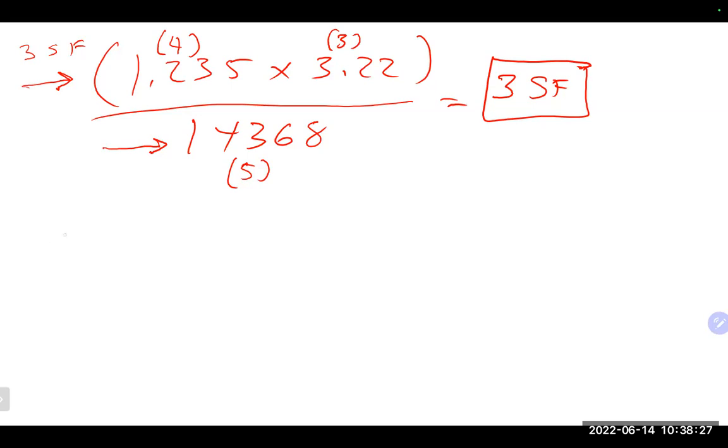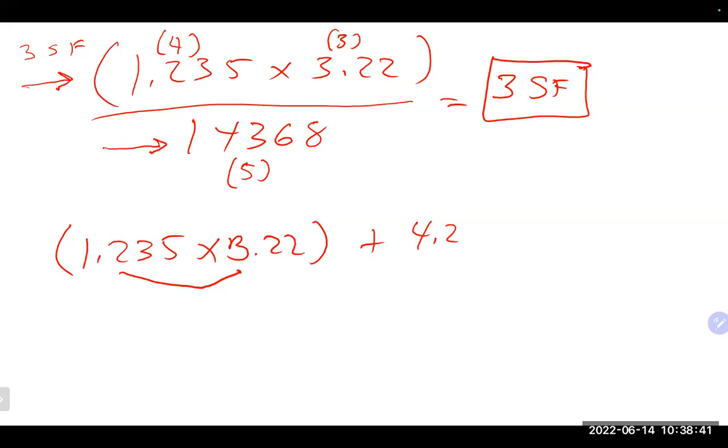Also, same deal if you were doing something like 1.235 times 3.22 plus 4.2. So the first thing, once again, we would do is the multiplication. And in this case, if I put it in there, 1.235 times 3.22 gives us technically something like 3.9767 on our calculator, which really should be rounded to 3 significant figures like we talked about before. And in this case, you might want to round it since we're going to be adding it to the next number.